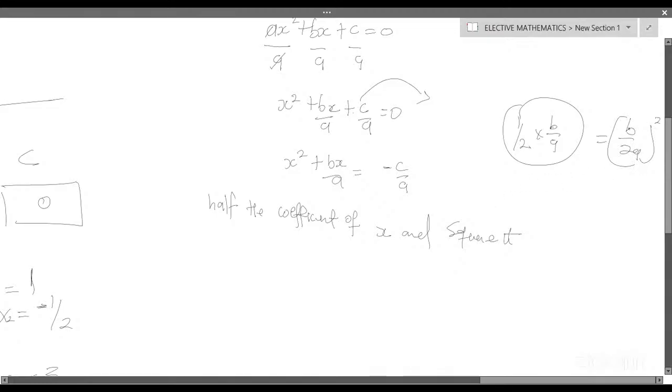b squared over 4a squared. So once we get this, you know that in math, whatever we do to the right-hand side, we do to the left-hand side. So we'll add this to the left-hand side and the same thing to the right-hand side. So we are going to get something like x squared plus bx over a plus b over 2a squared equal to what? b over 2a squared minus c over a. And by this, we've completed the squares.